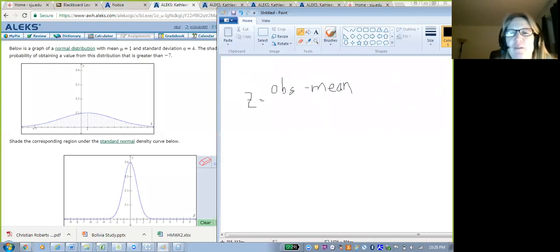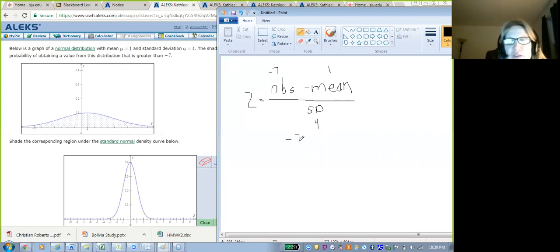Now, when we get to bigger samples, we're going to divide that by the sample size, but we don't have a sample size. We just have 1 observation. So our sample size is 1. What we're observing in this normal curve is the -7. The mean of the distribution is 1, and the standard deviation is 4.